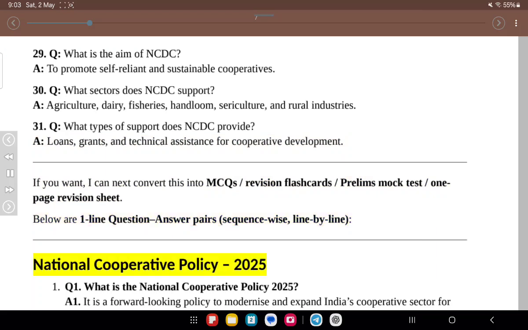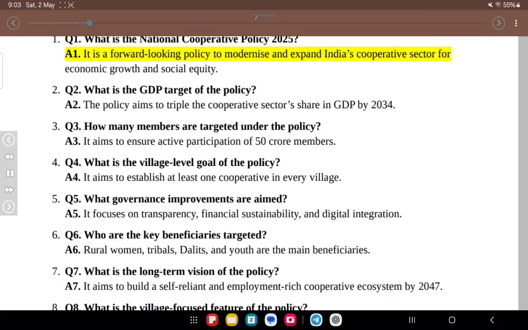National Cooperative Policy 2025. 1. Q1. What is the National Cooperative Policy 2025? A1. It is a forward-looking policy to modernize and expand India's cooperative sector for economic growth and social equity. 2. Q2. What is the GDP target of the policy? A2. The policy aims to triple the cooperative sector's share in GDP by 2034. 3. Q3. How many members are targeted under the policy? A3. It aims to ensure active participation of 50 crore members.